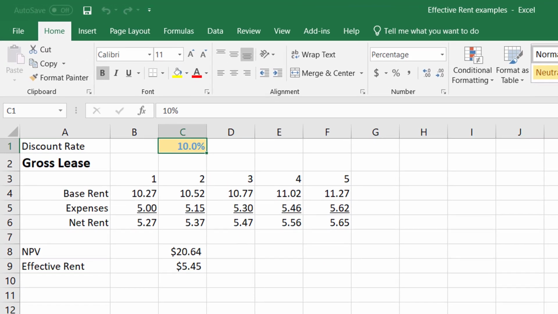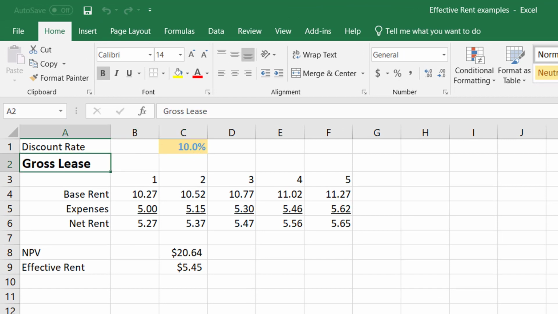And we're going to start with looking at a gross lease, so up here, and this is a lease that starts at $10.27 a square foot, and it's going to grow by 25 cents per square foot per year. So you can see that's happening in year 2, year 3, year 4, and year 5. It's getting a quarter per square foot bigger than the previous year.